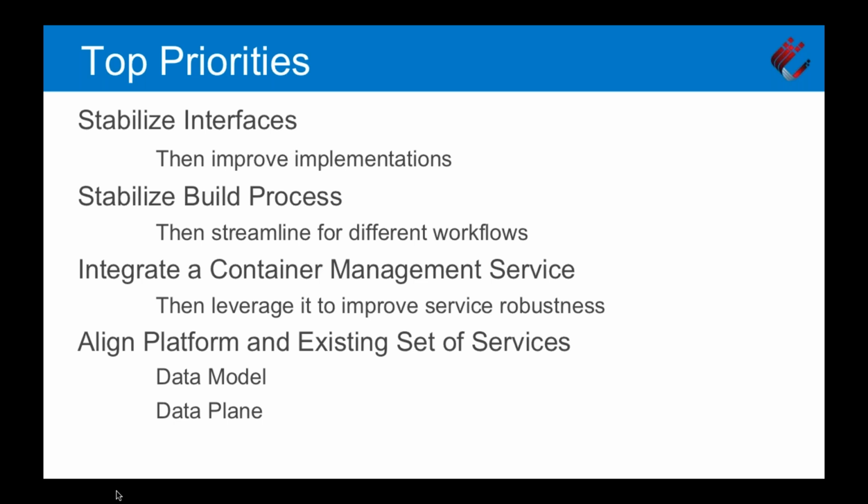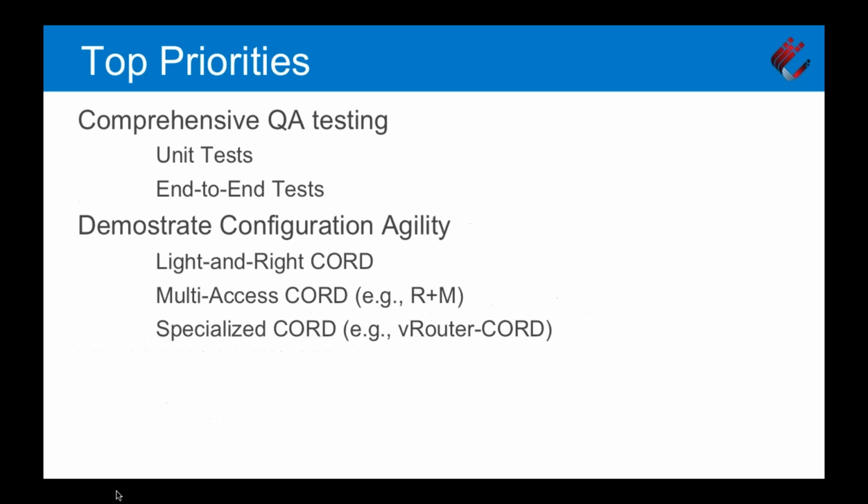This is my take on the priorities for shared solution. We still have to have that discussion, but aligning the platform and existing set of services, and as Saurav points out completely accurately, that's not just aligning them in the data model, but also the data plane. But they're connected, because it's VTN that's at the intersection of those two. And that's just going to take some effort on everyone's part, but I think it's important going forward.